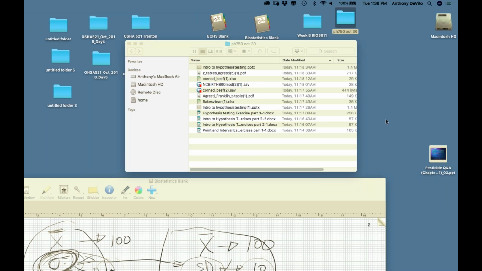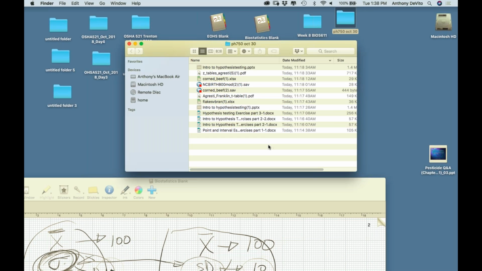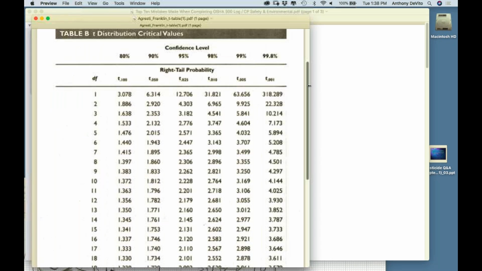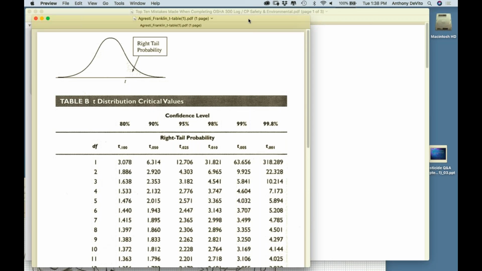Okay, so let me get to the T table. You should have a copy of this on Blackboard as well. You have a Z table and a T table available to you in this week's material. So I'm going to go to the T table. Now you can use the one in the book. It's going to look exactly the same. I just like using this one for another text.